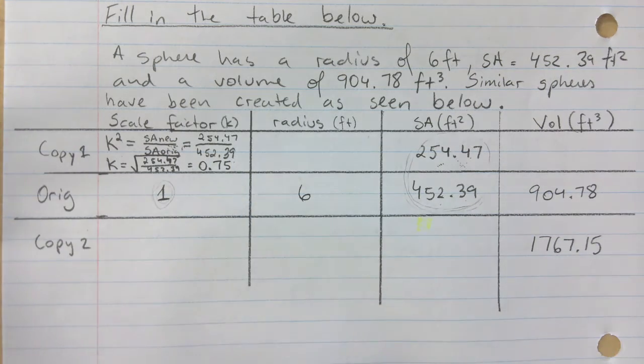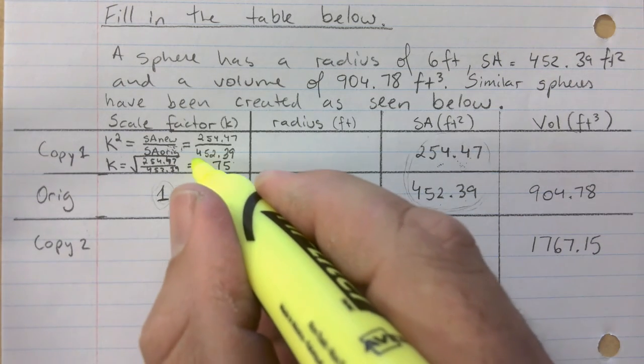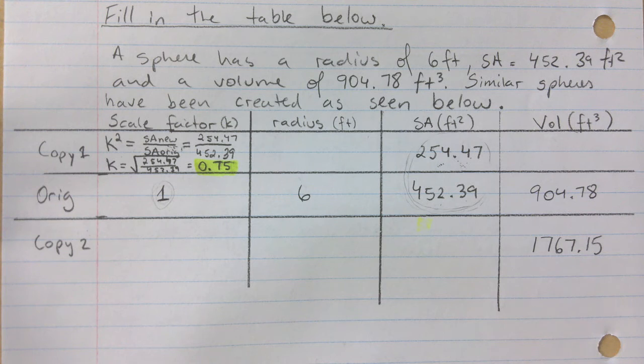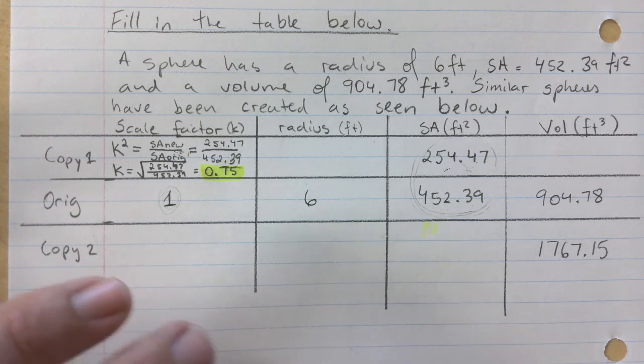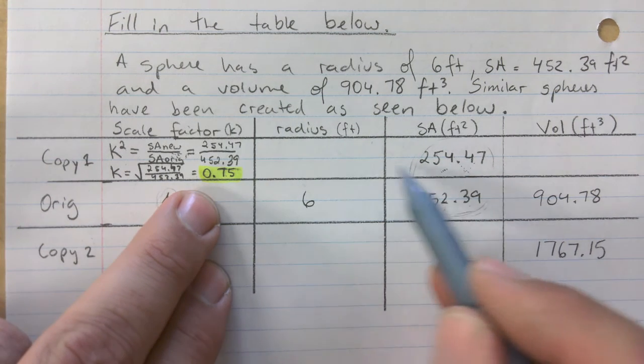This is what you want. I'm going to highlight that because that's really technically all you want in that cell. Now that you have that, you can do all of the other ones.